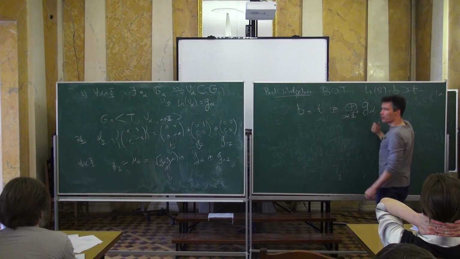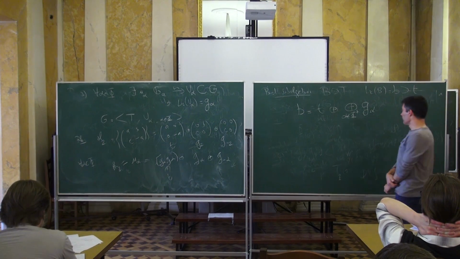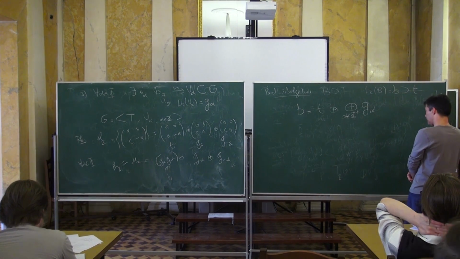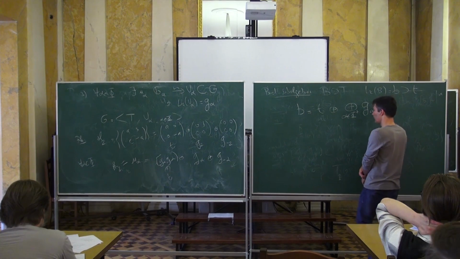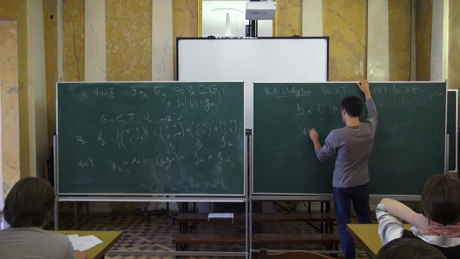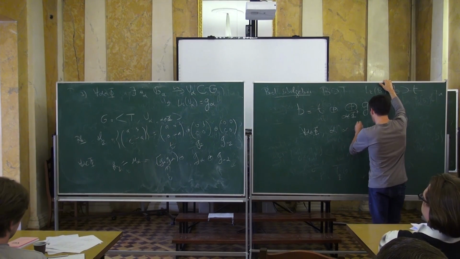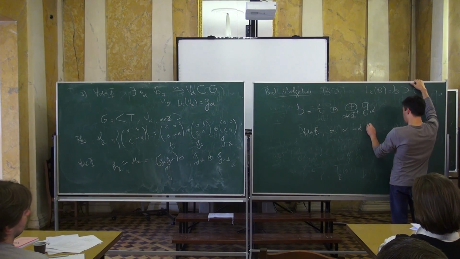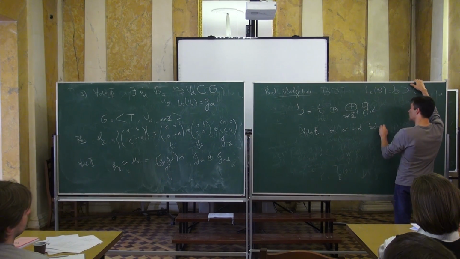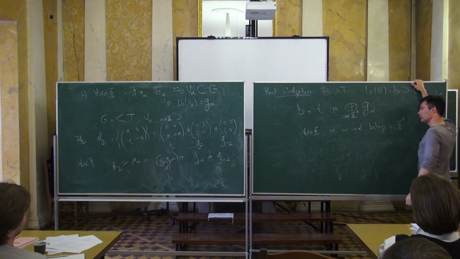And the root spaces that appear, I will denote them by phi plus, because of the following. For any root, alpha or minus alpha belongs to phi plus, but not both.